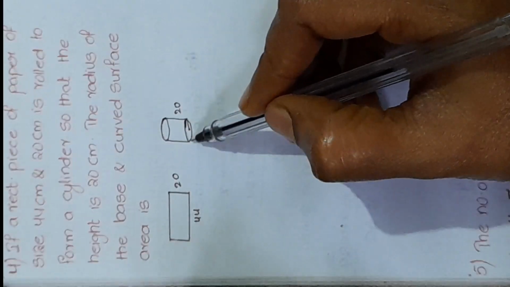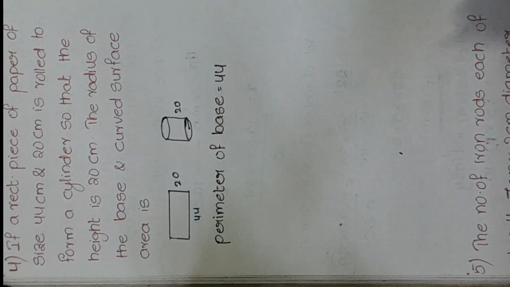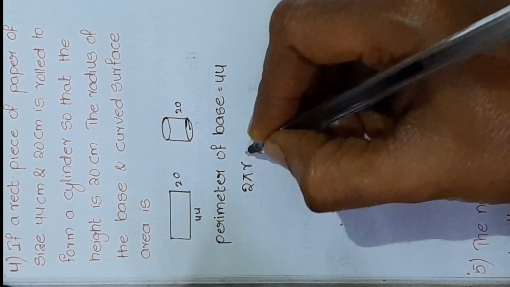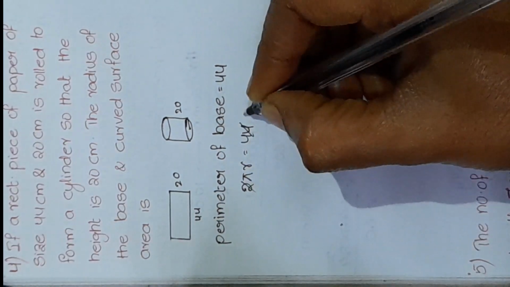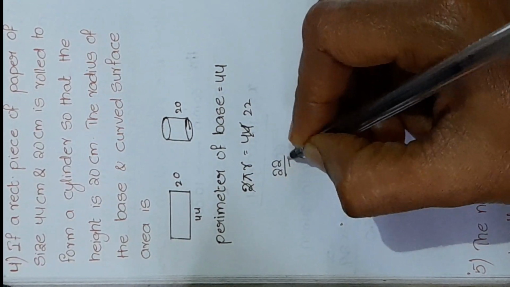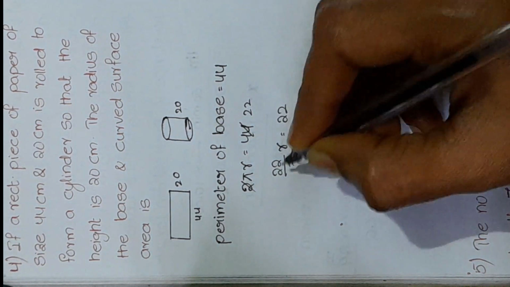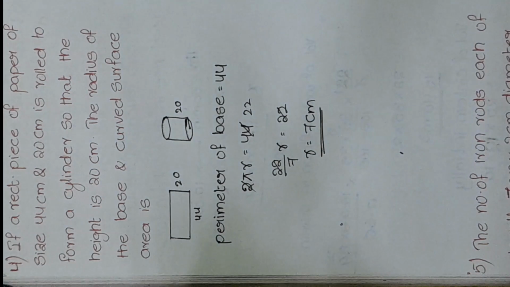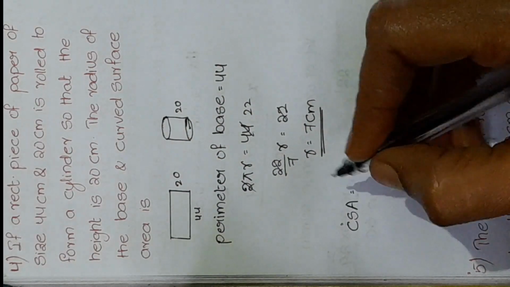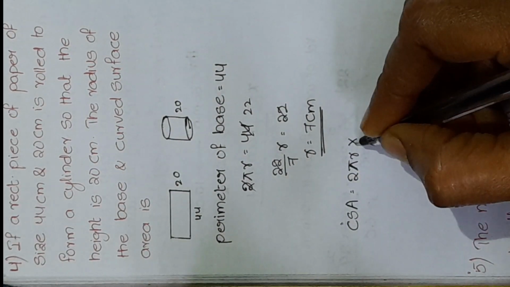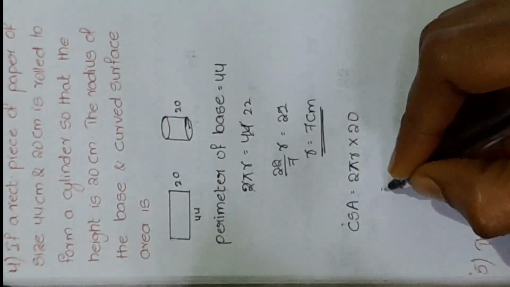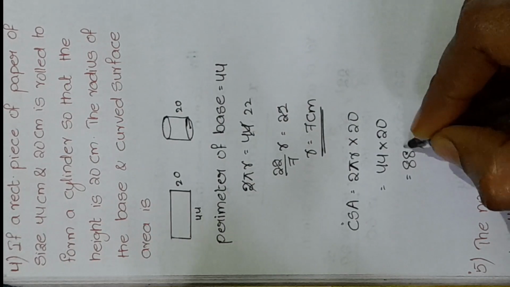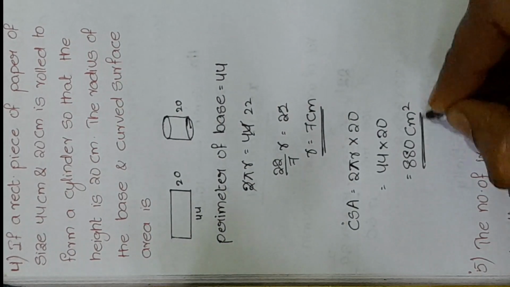The length of the rectangle becomes the perimeter of the cylinder. So perimeter of the base is 44. Perimeter of the circle is 2 pi r is equal to 44. On cancellation, 22 by 7 r is equal to 22. R is equal to 7 centimeters. That is the radius of the base is 7 centimeters. Curved surface area is perimeter into height. 2 pi r into height is 20. 44 into 20 is 880 centimeters square is the curved surface area.